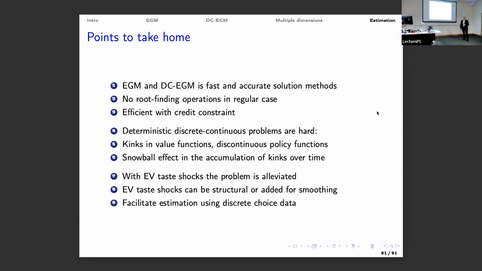And as always, EV taste shocks, or any sort of taste shocks, but EV are very computationally convenient. They help you smooth out the problems and smooth out some of the kinks and make it more manageable. And so this is something that you can work with in actual estimation, actual applications.